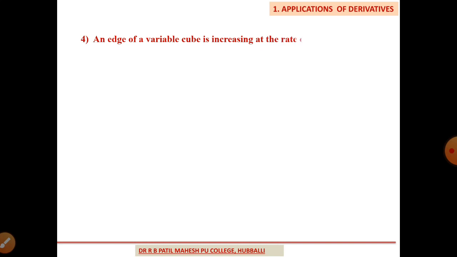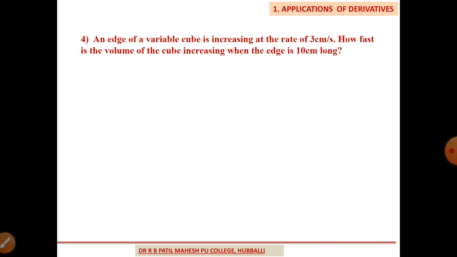Next, example number 4. An edge of a variable cube is increasing at the rate of 3 centimeter per second. How fast is the volume of the cube increasing when the edge is 10 centimeter long? So in this one, the given term is that an edge of a variable cube is increasing at the rate of 3 centimeter per second. By using that, you have to find out how fast the volume of the cube is increasing.